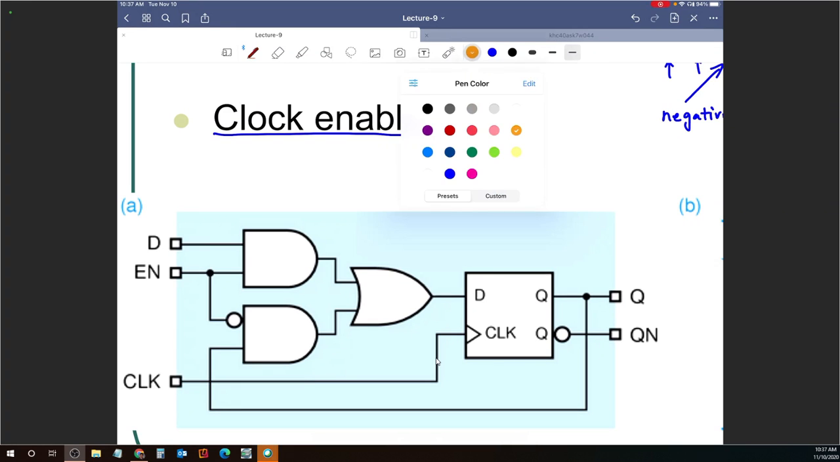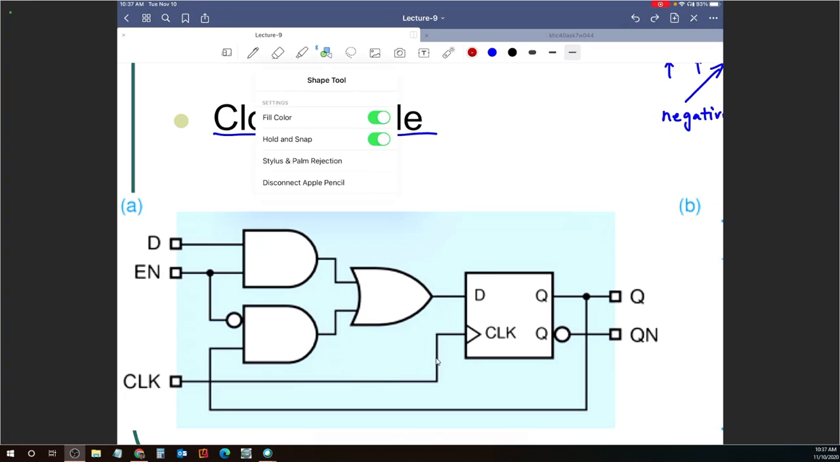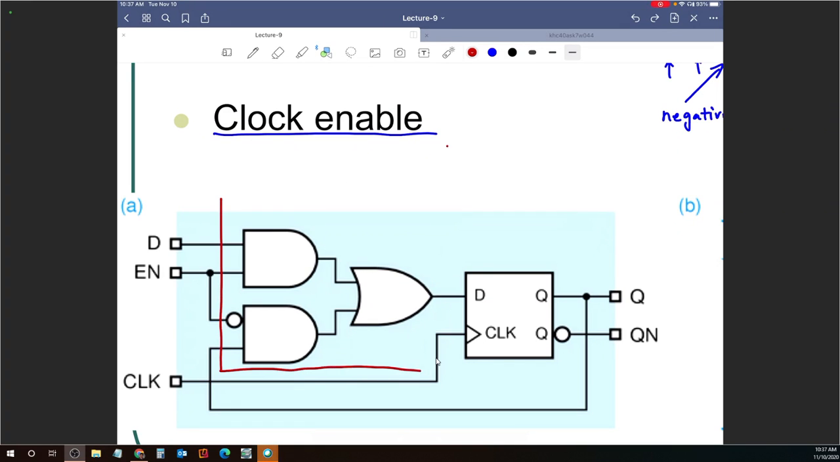So let me highlight this component and ask you guys, what does that look like? Which component have you guys learned? I was hoping that this will snap. Which component does this remind you guys of?